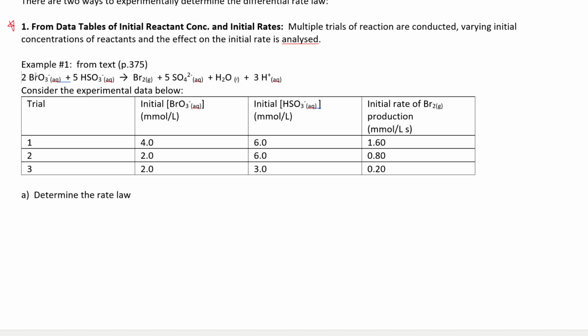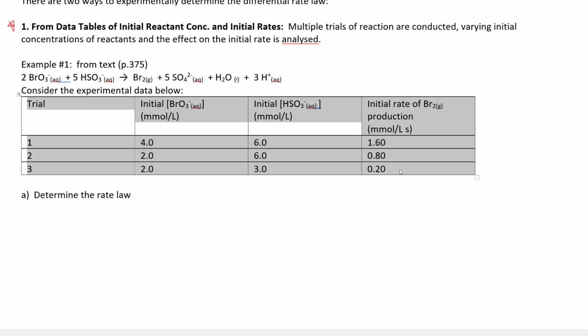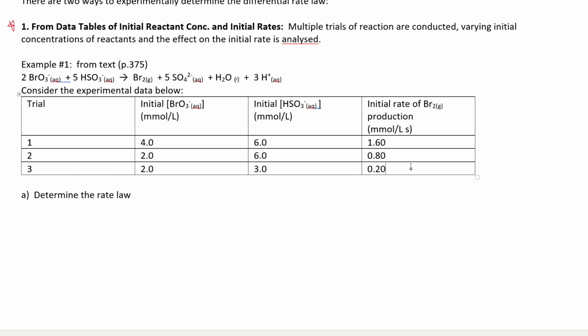Okay, so here we go. This is an overall chemical reaction. I can tell it's an overall chemical reaction because I have 2 bromate species reacting with 5 bisulfite species to make all these products. So we know that this overall reaction is actually broken down into smaller steps in the reaction mechanism, and this data will give us some clues as to the rate determining step. So it asks us to find the rate law.